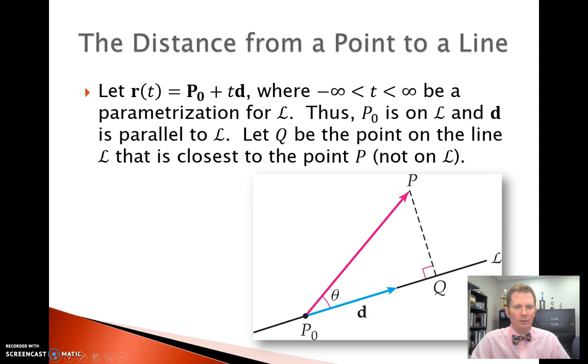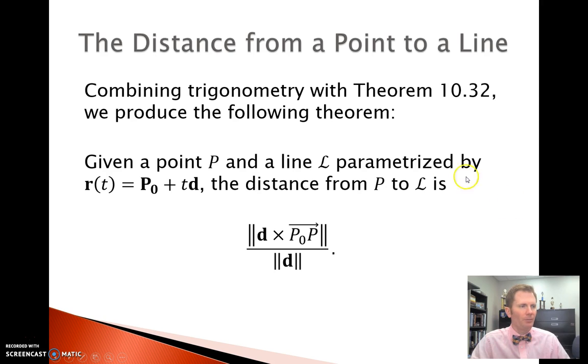So the formula that allows us to do this is right here. It is the magnitude of the cross product of d and the vector created from P0 to P, divided by the magnitude of the direction vector. So I'm going to show you where this formula comes from. It comes from using just simple trigonometry together with a theorem from a few sections ago.